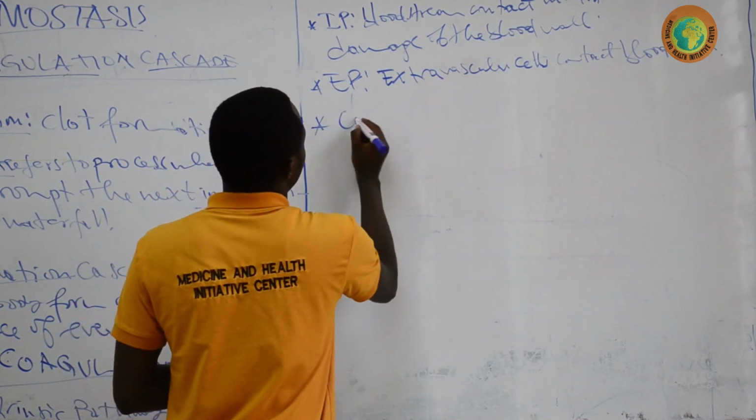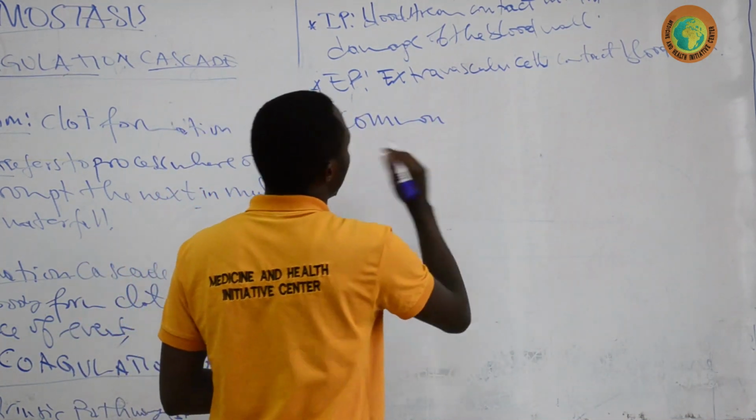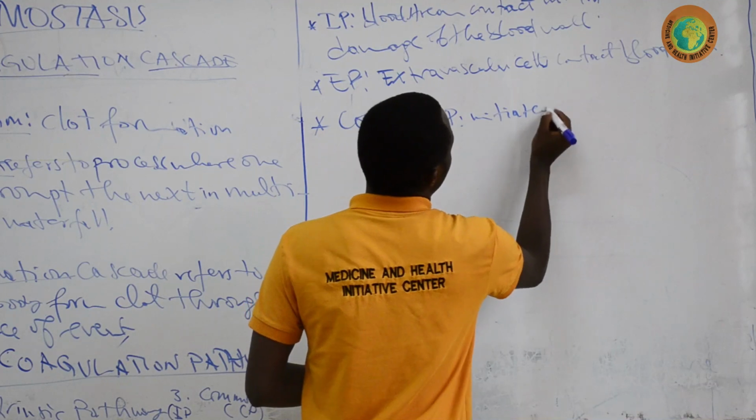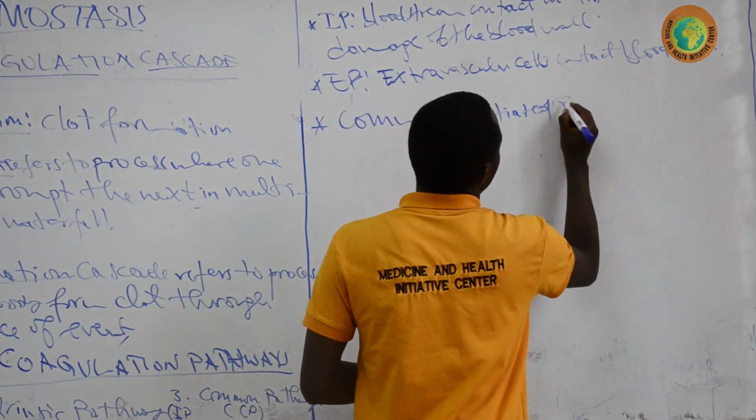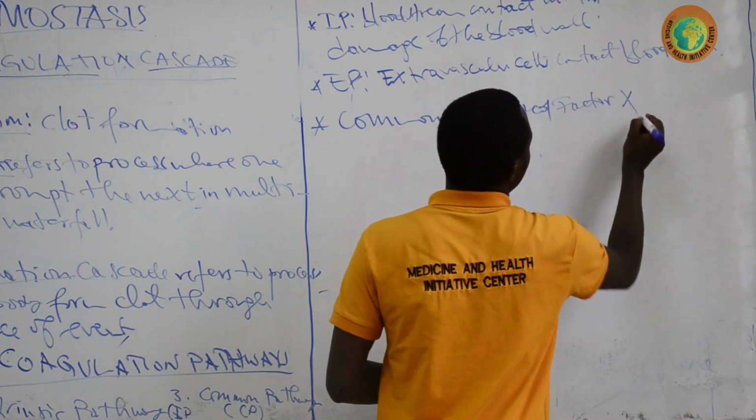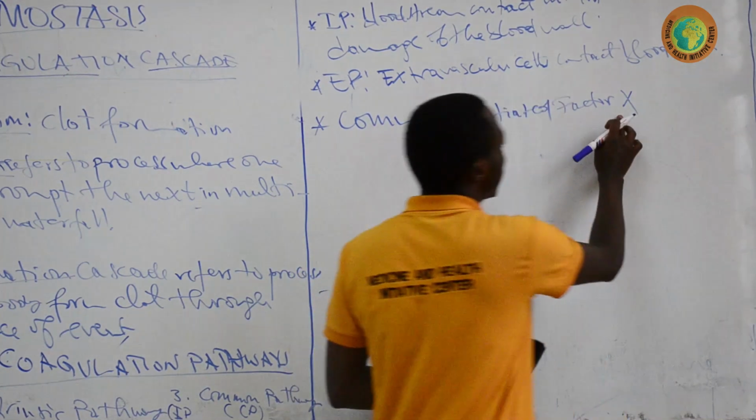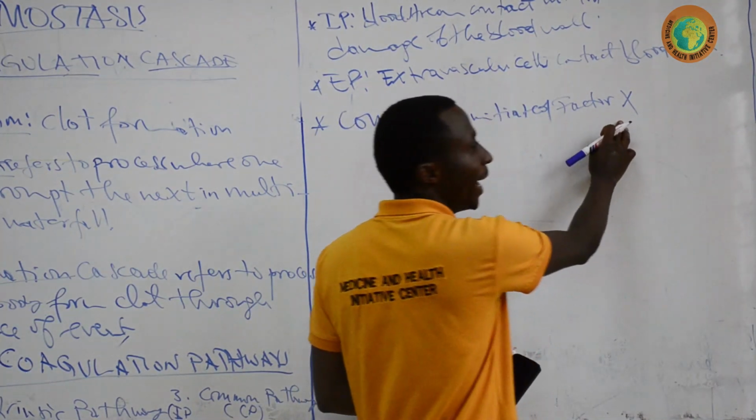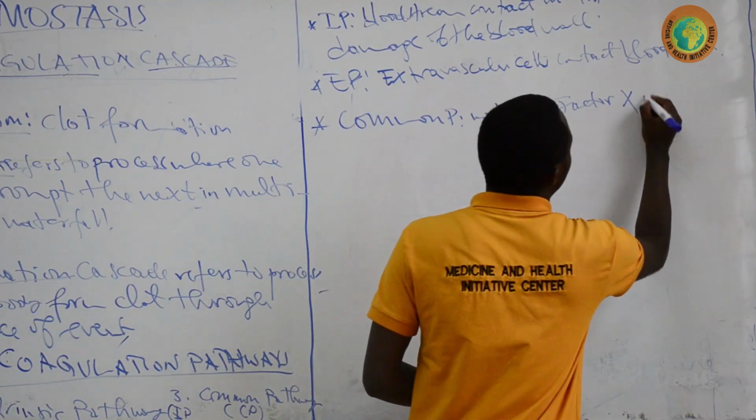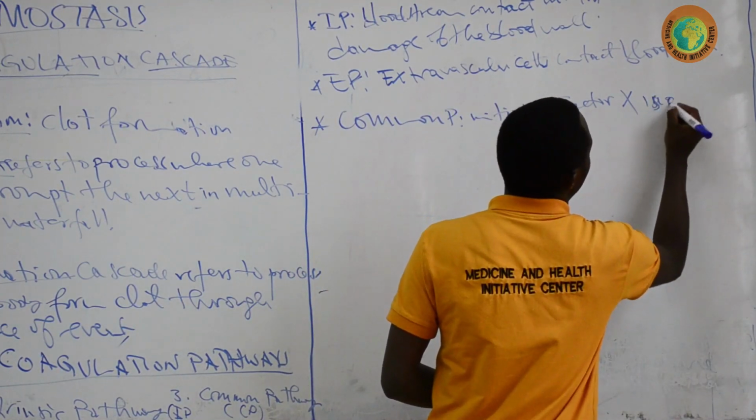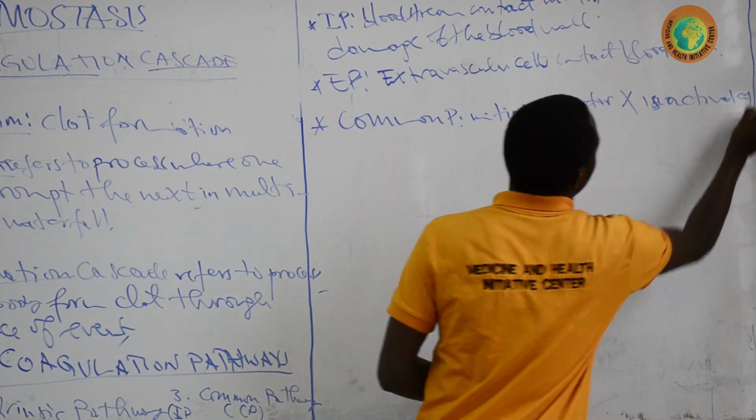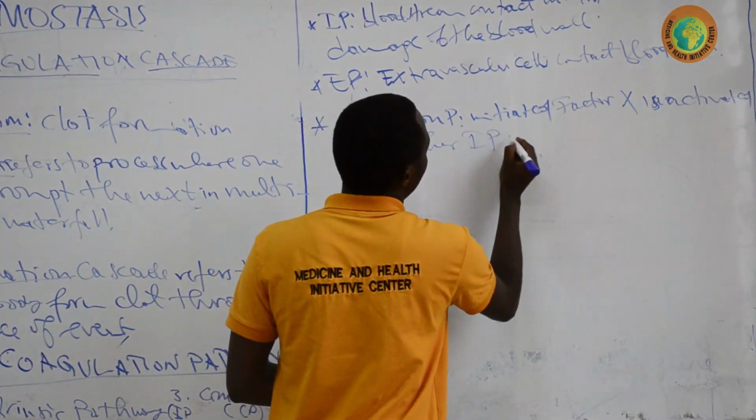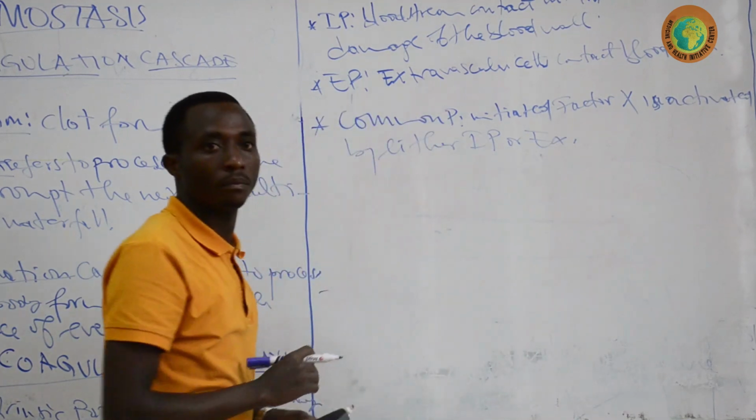The common pathway is stimulated or initiated when clotting factor X, which is Stuart-Prower factor, or prothrombinase, is activated by either the intrinsic pathway or the extrinsic pathway.